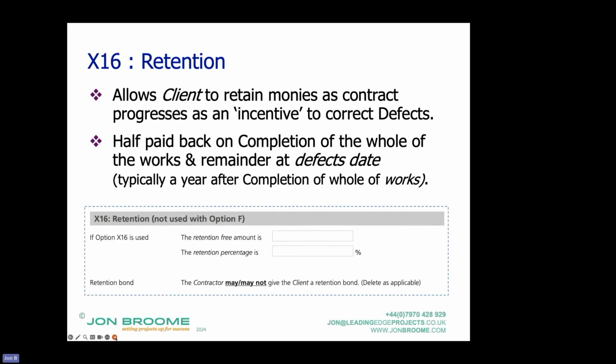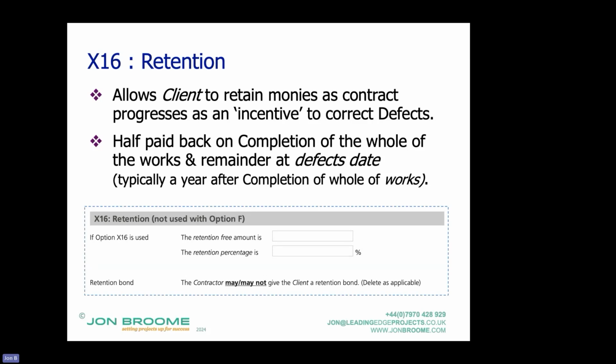What does the contract data entry look like? It looks like this. The retention percentage is normally specified at 3 or 5%. As I said, half of that is paid back on completion, and half is paid back at the end of the period for correcting defects, the defects state. NEC, when it came in, introduced this retention-free amount. In traditional contracts, retention is retained right from the word go. So the first month, I'm paying you £100,000, retention's 5%, so I'm actually paying you £95,000.